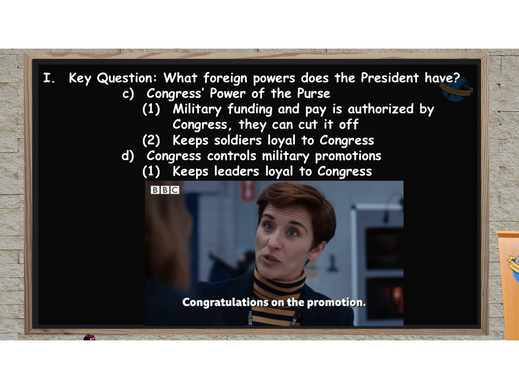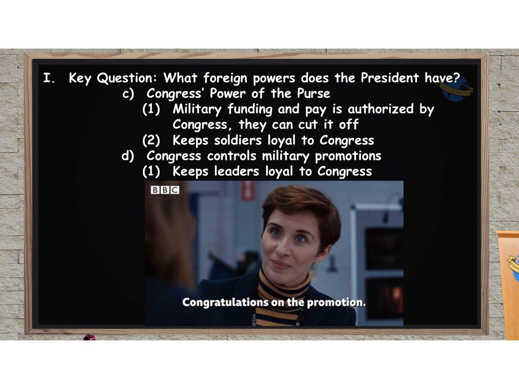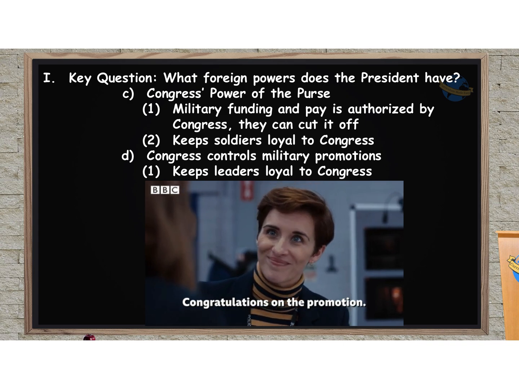Congress also has the power of the purse, if you remember. This means they're in charge of all spending. So while the president can order troops around, the military is funded and paid for by authorization from Congress. And Congress can cut off the funding whenever they want. They also are in control of military promotions. This keeps the military's leaders loyal to Congress and not just the president.